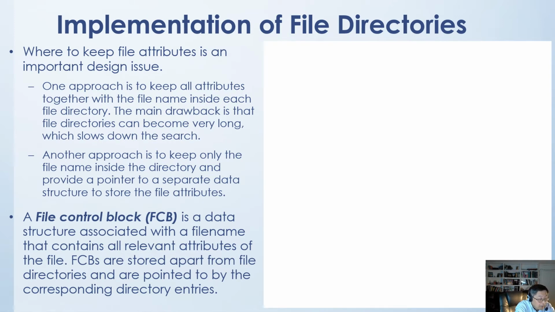Okay, so here's an important design issue. Where can we keep the file attributes? So one approach is to keep all attributes together with the file name inside each file directory. Okay, so you put everything in the directory entry. Now we call this the first approach, approach 1.